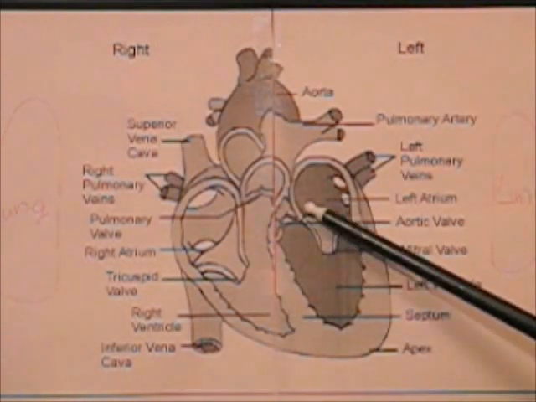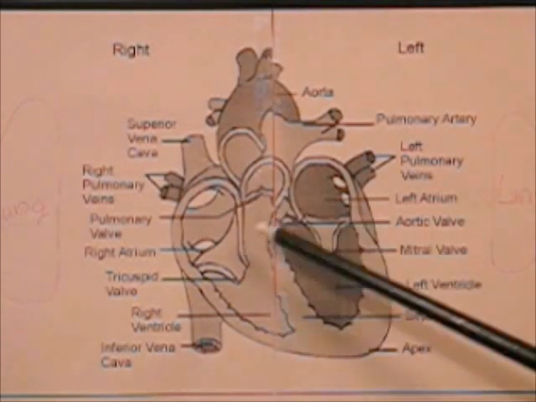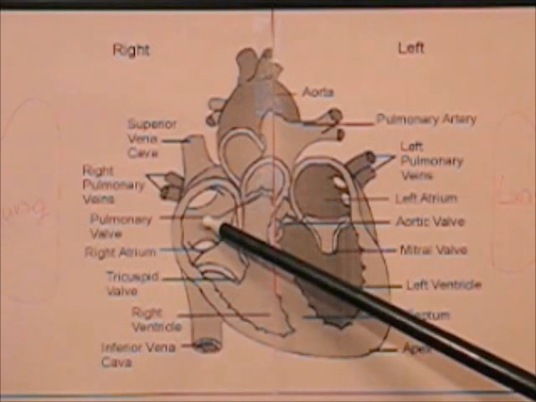The atrium is either of two upper chambers on each side of the heart that receive blood from the veins and in turn force it into the ventricles.